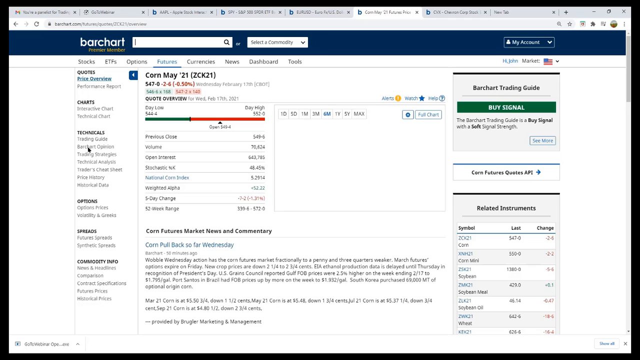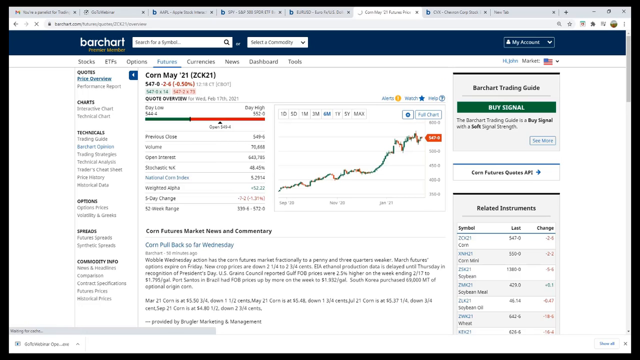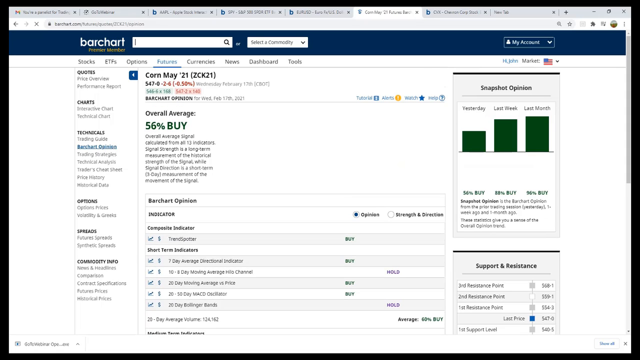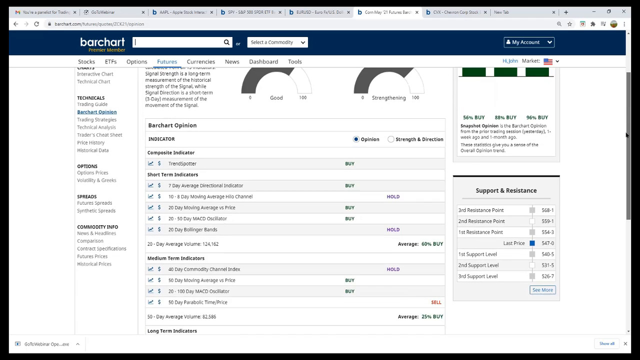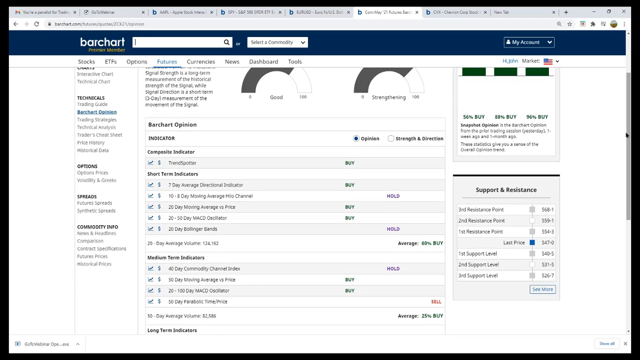So here's my Barchart opinion. My overall opinion here, my strength of my trend is still good, but you see my overall opinion has dropped down to 56%. That means that some of my indicators have actually shifted from buys to either sells or hold. And here you can see there's a lot of holds. Here's 3 different holds in my signal.